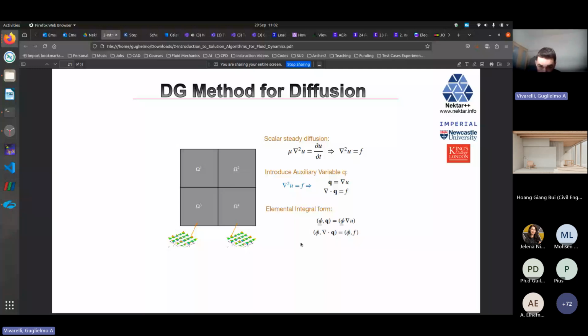So consider the scalar diffusion, the scalar steady diffusion equation, as you see at the top, and you end up with your Laplacian of u is equal to a quantity f. Now, we introduce an intermediate auxiliary variable, so we just set our q vector equal to the gradient of u, and then the dot product of nabla with q is equal to f. So now you've got two equations. You convert them to the elemental integral form, as you see at the bottom there.